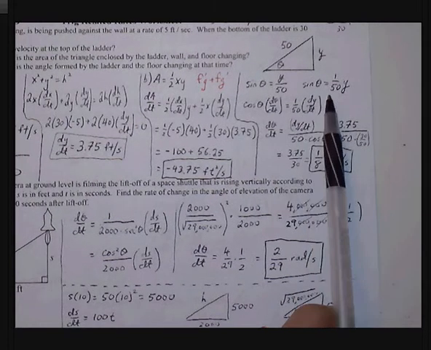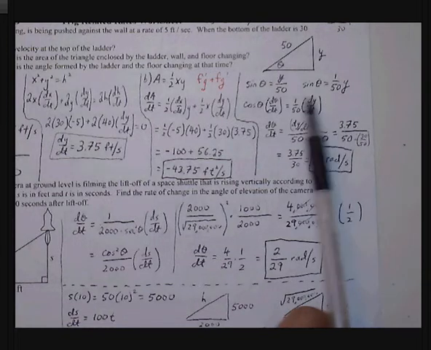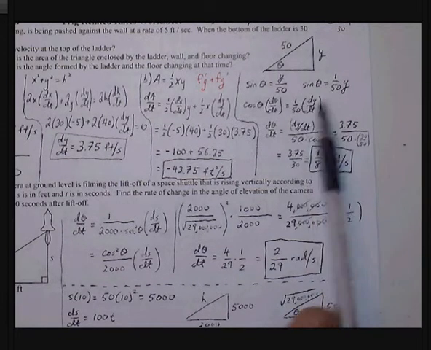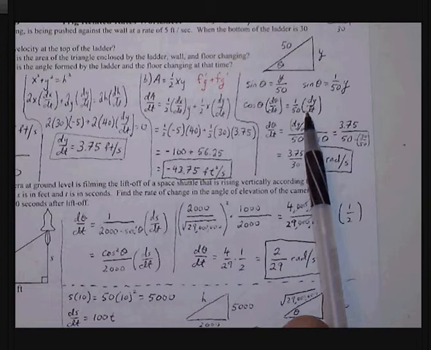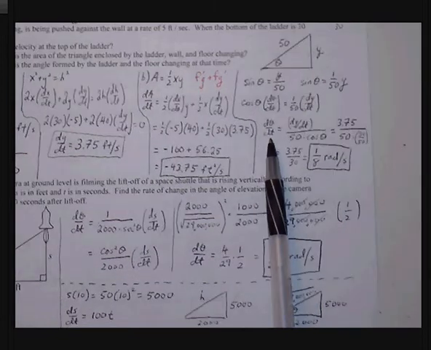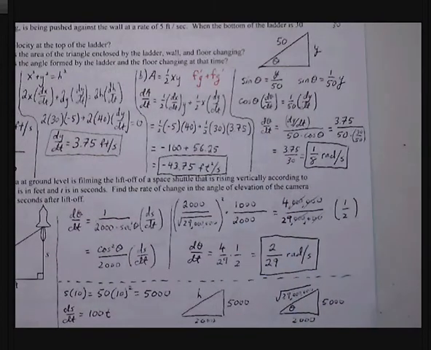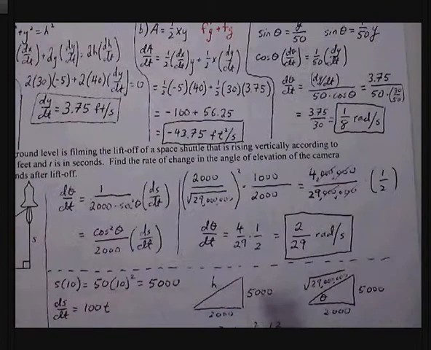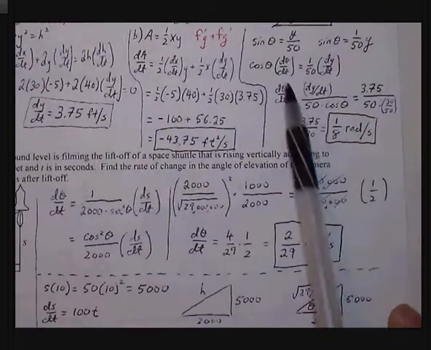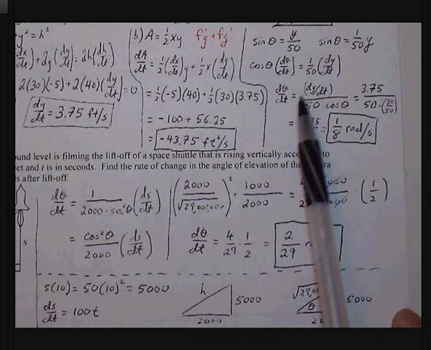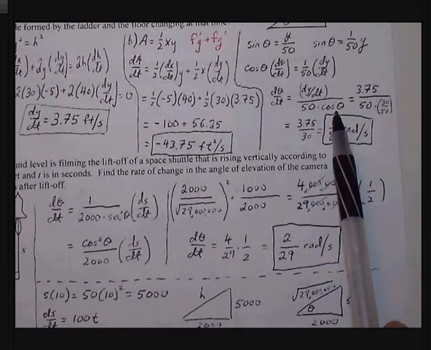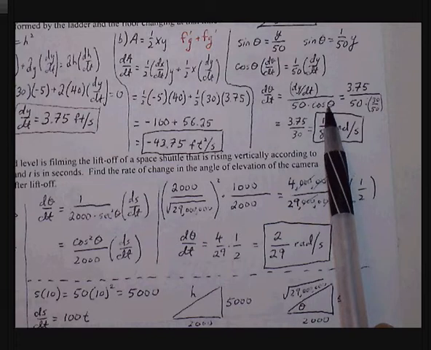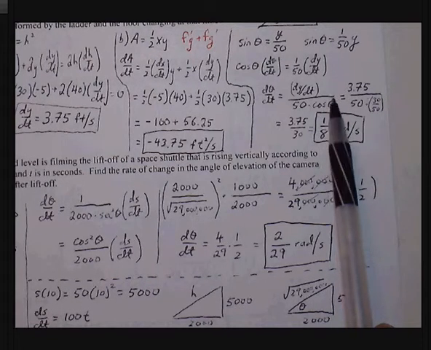1 over 50 times y becomes 1 over 50, and y becomes 1, but we attach dy dt. I'm trying to solve for d theta dt, so I'm going to divide both sides by cosine of theta. So I get dy over dt over 50, because 50 is in the denominator. The cosine of theta also shares that denominator space. We don't know what theta is, but we do know what cosine of theta is, right?